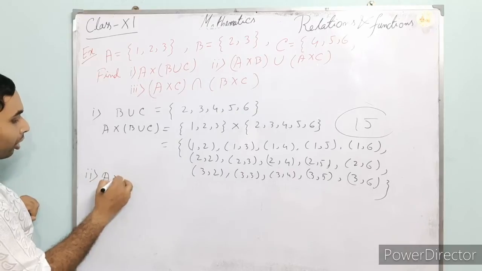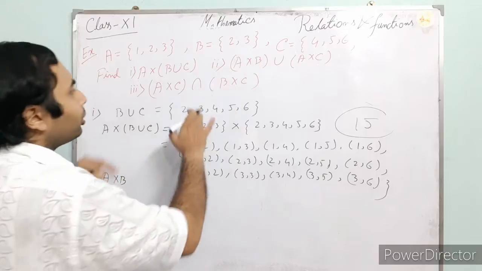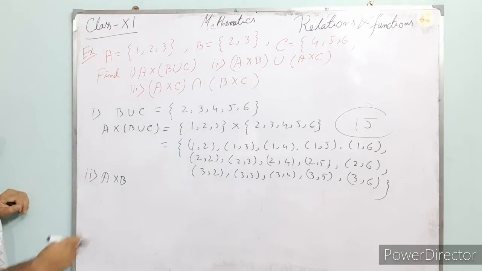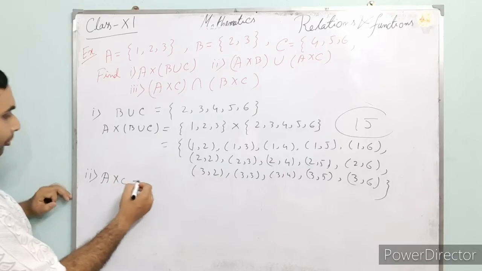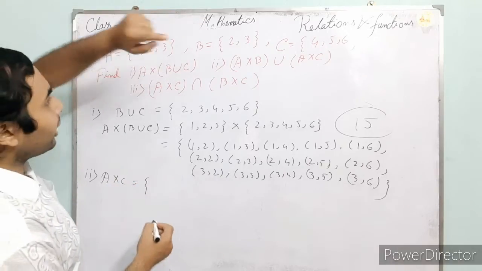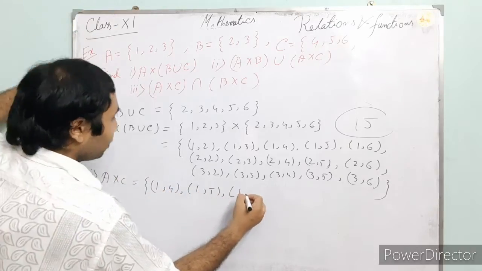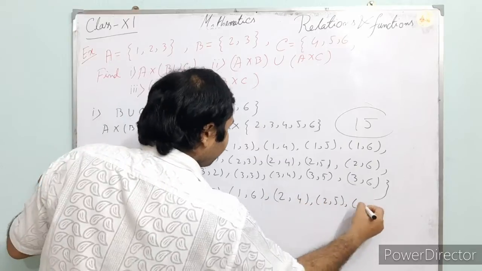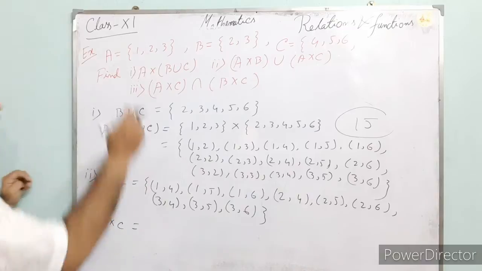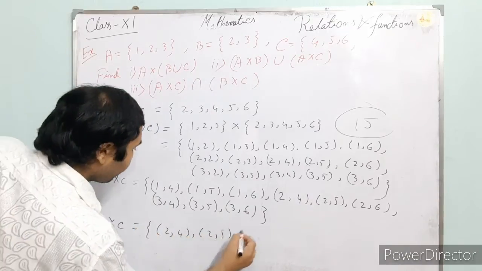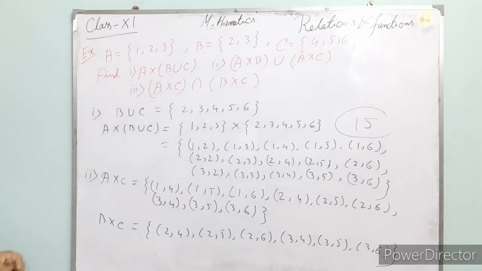Number 2, A cross B. Okay, union you will do. I am doing the join here. A cross C. A cross C, directly I am writing. 9 elements will be there. Total 6 elements are there.